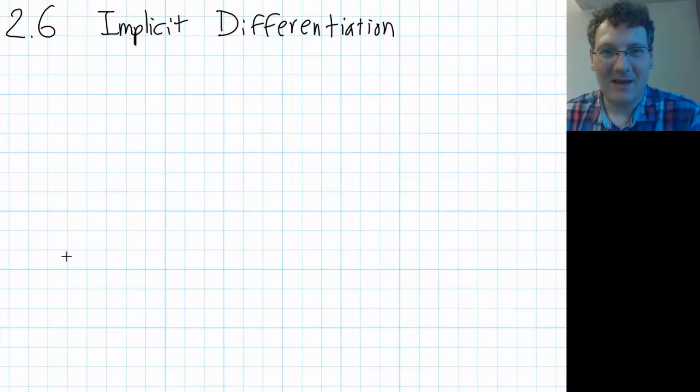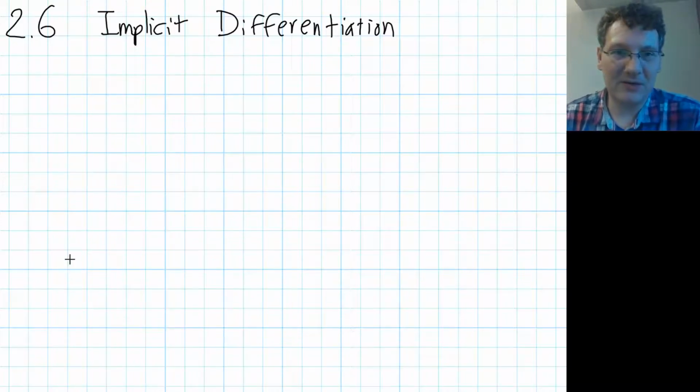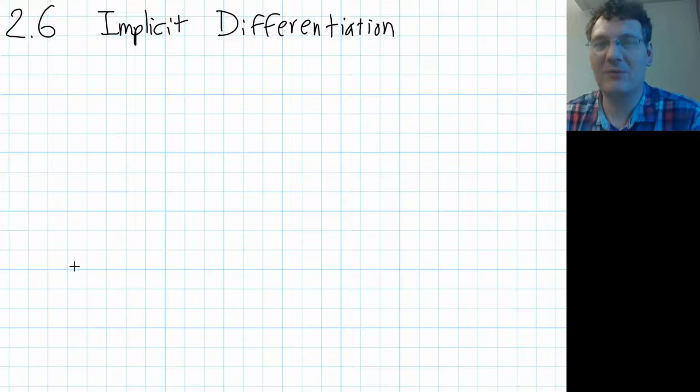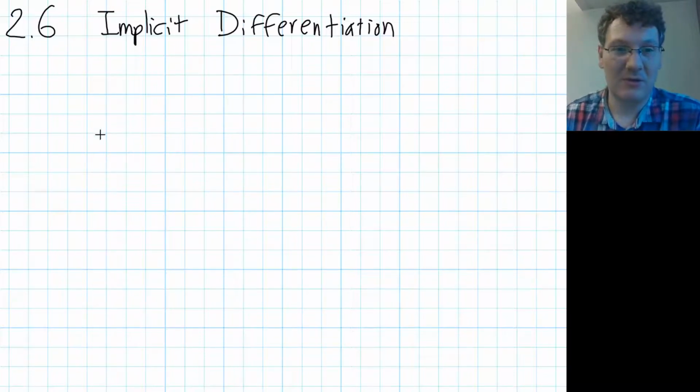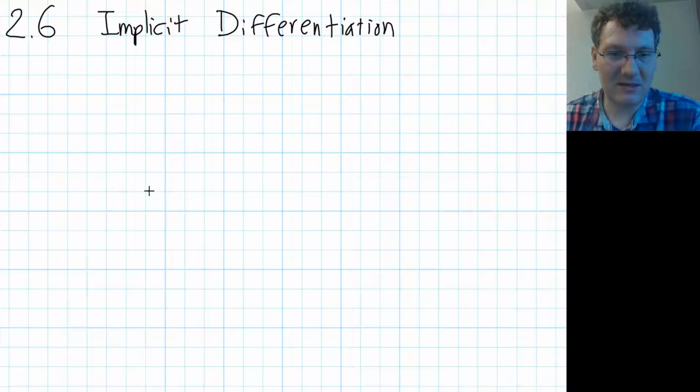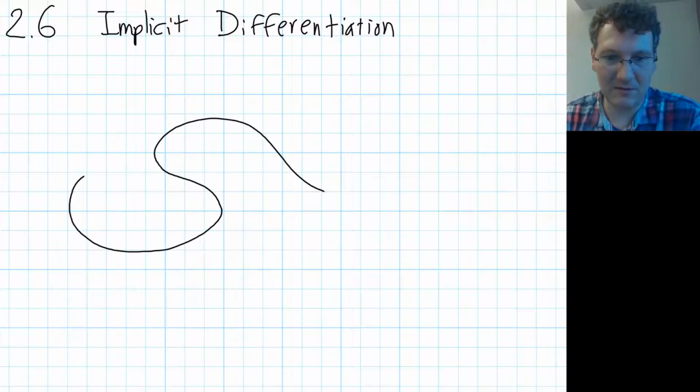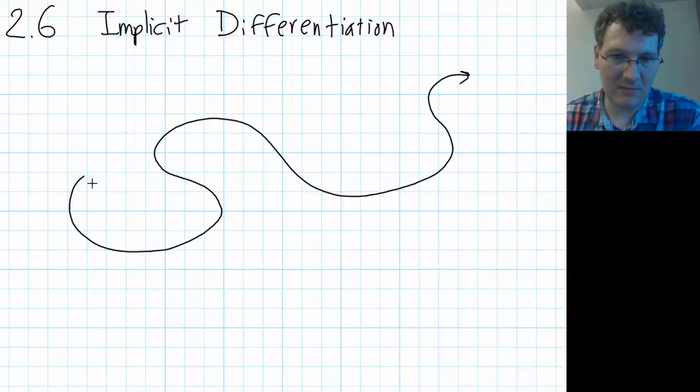Hey everybody. In this section, implicit differentiation, we're going to use the ideas of the chain rule in order to find derivatives of curves that actually can't be represented as functions. So to give you an example, let's just consider this curve. Let's say this is the curve that I'm interested in.